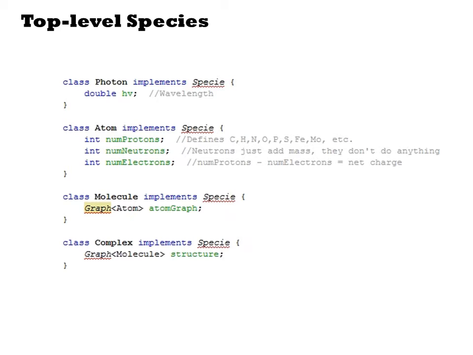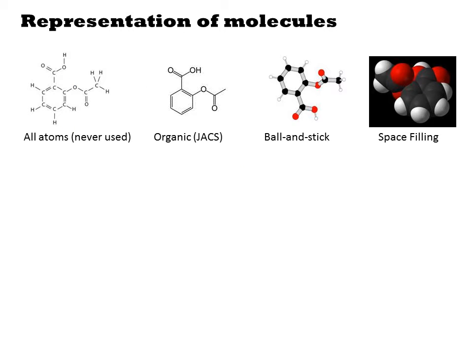A molecule is a structure representing a graph of atom objects connected by covalent bonds. Finally, a complex is a structure represented by a graph of molecules held together through non-covalent bonds. There are many ways of expressing this graph that is a molecule. Here we see 8 different but equivalent ways of expressing the structure of the molecule in aspirin pills.